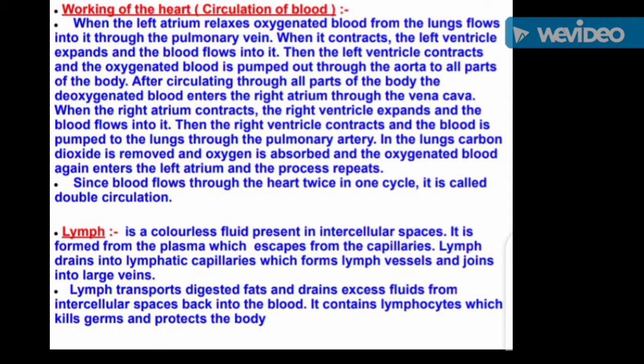Next is lymph. Lymph is a colorless fluid present in the intercellular space. It is formed from the plasma which escapes from the capillaries. Lymph drains into lymphatic capillaries which form lymph vessels and join into large veins. Lymph transports digested fats and drains excess fluid from the intercellular space back into the blood. It contains lymphocytes which kill germs and protect the body.